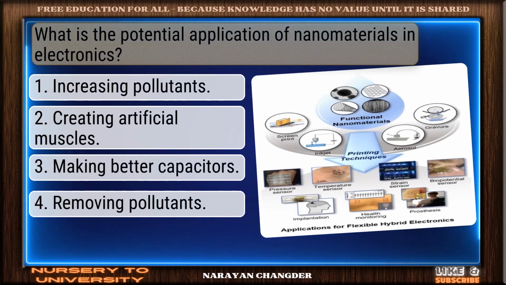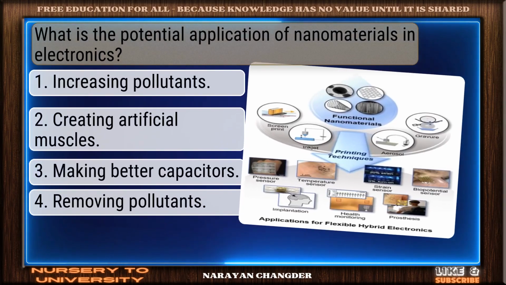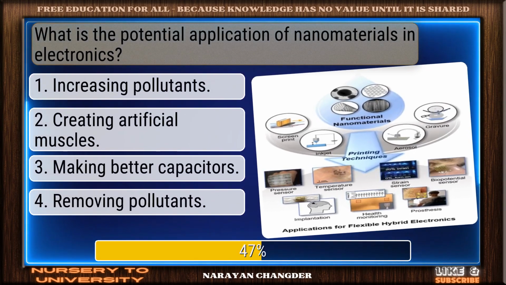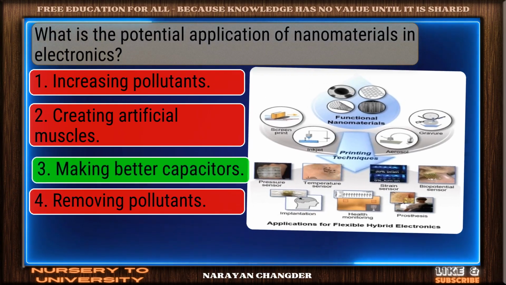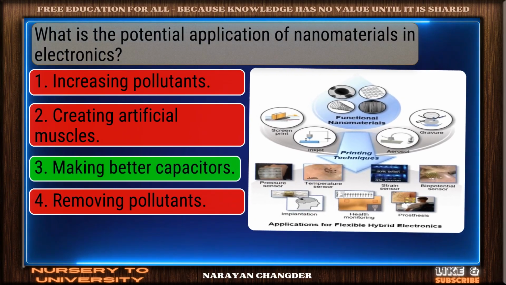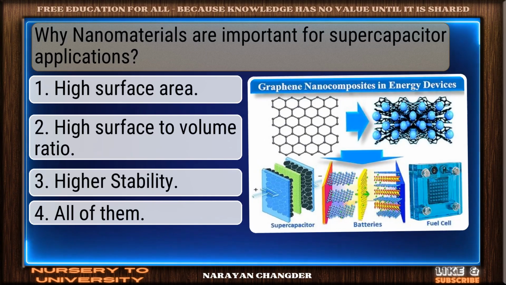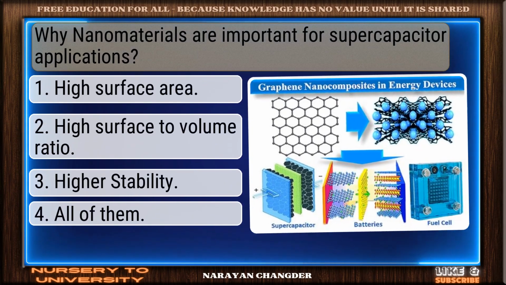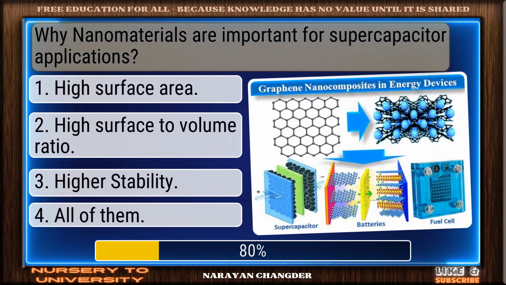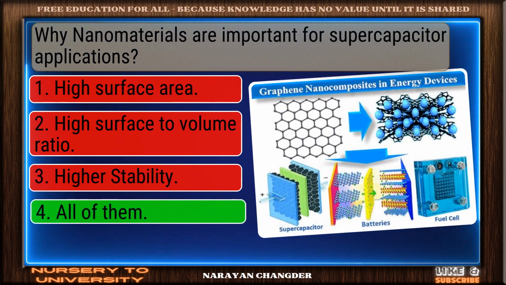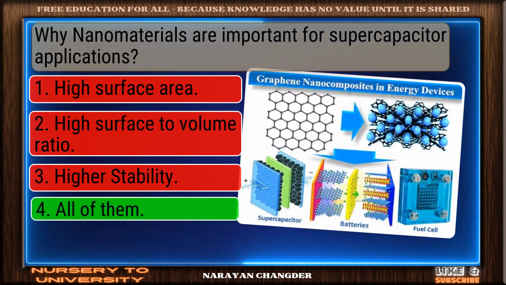What is the potential application of nanomaterials in electronics? Well reasoned. Making better capacitors is the correct choice. Why are nanomaterials important for supercapacitor applications? Well done. All of them is the right choice.